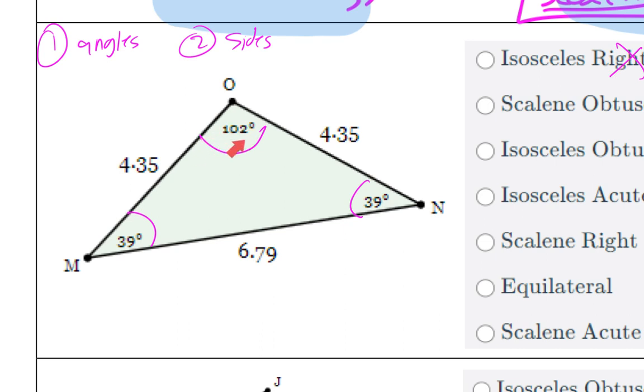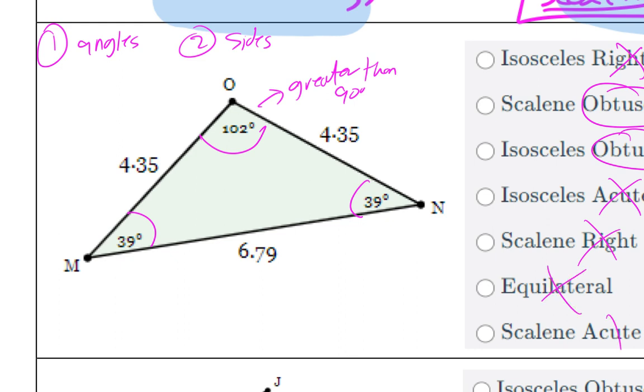This is greater than 90 degrees, right? So if it's greater than 90, we know it has to be obtuse. So that could be correct. That's wrong. That's wrong. That's wrong. So at least now we said it has to be either scalene or isosceles.